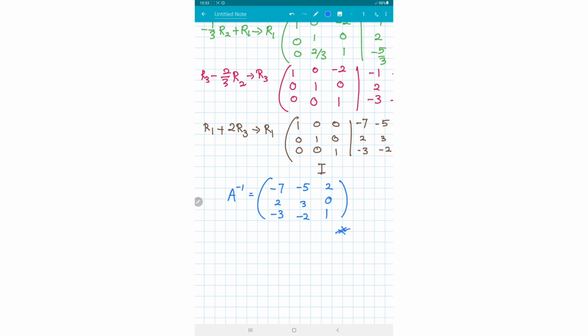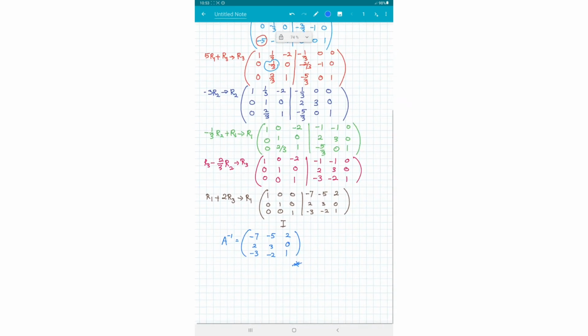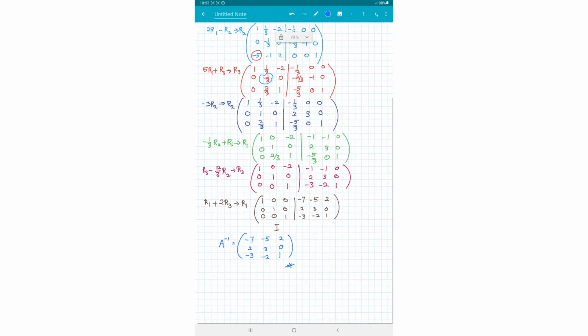Alright, here's the answer. I hope this makes the explanation clearer on how to find the inverse matrix by using the ERO.